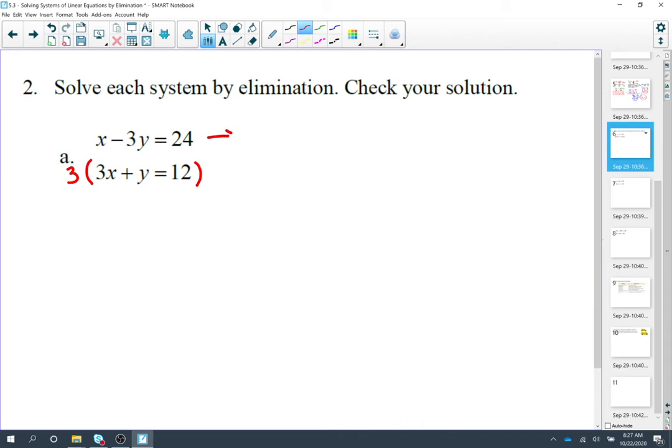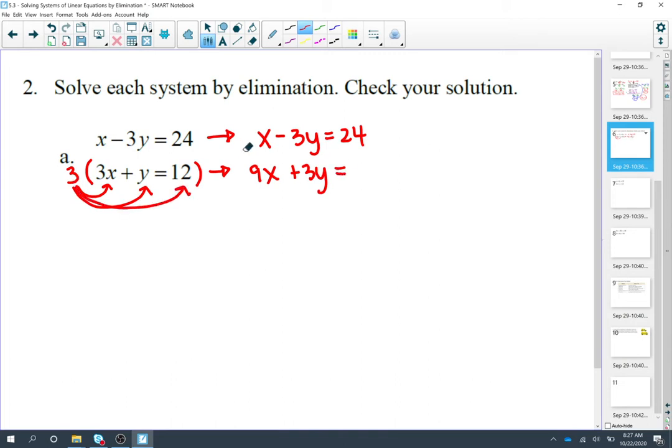So we're going to draw an arrow. And I'm just going to recopy x minus 3y equals 24. Then this guy, we're going to multiply everyone times 3. So 3 times 3x, draw an arrow, is 9x. 3 times y is a +3y. Keep your equals. And 3 times 12 is 36.